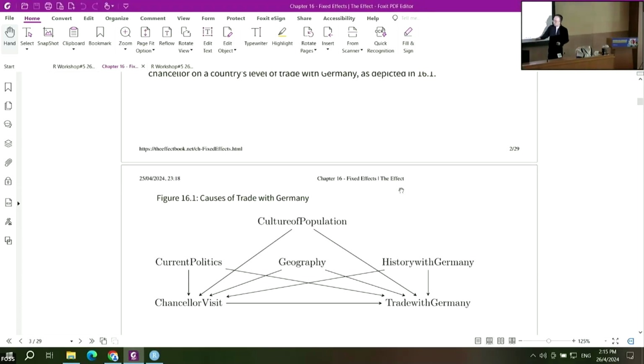But we also have to bear in mind that there are lots of other factors associated with this diagram. It is not going to be a straightforward path whatsoever. There is going to be the history with Germany. There is going to be the current politics impact. There is going to be the culture, population. There's going to be geography. There are going to be many of them.